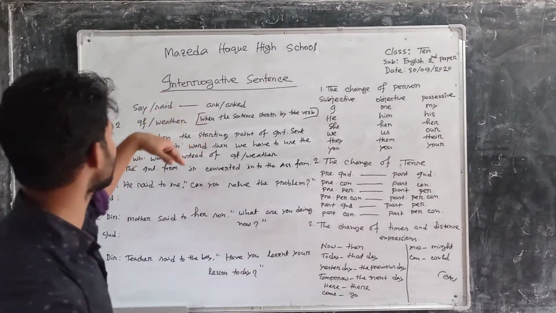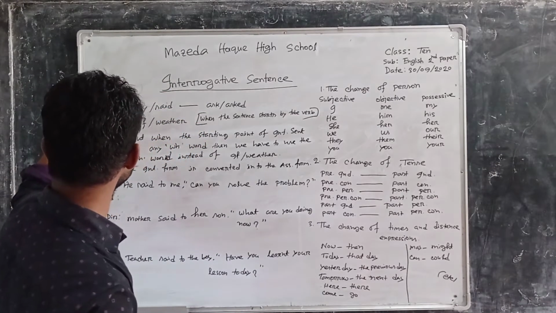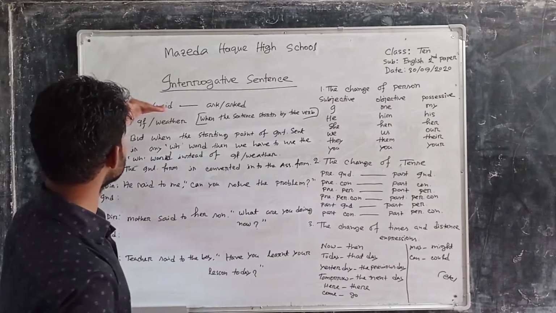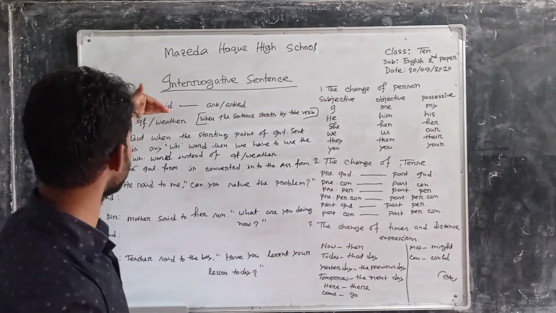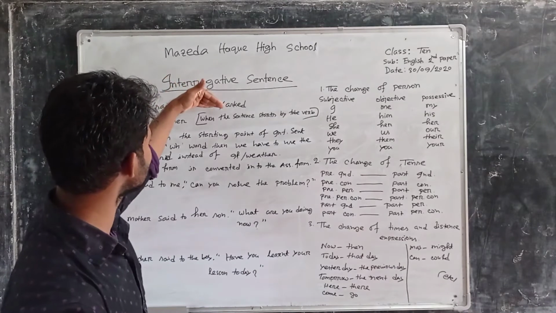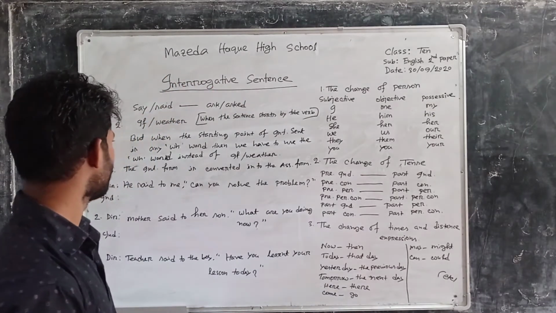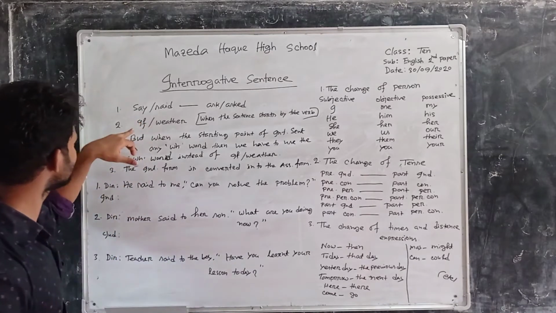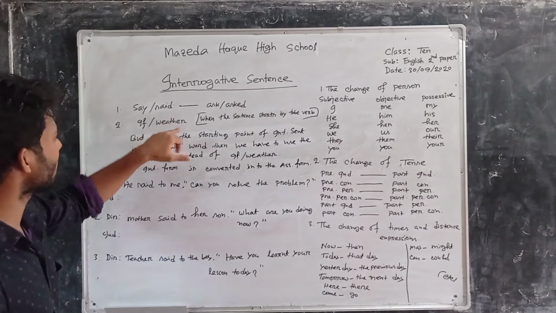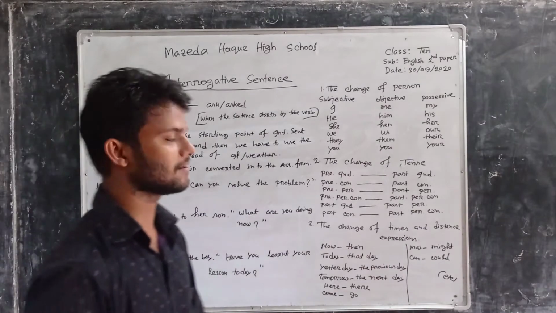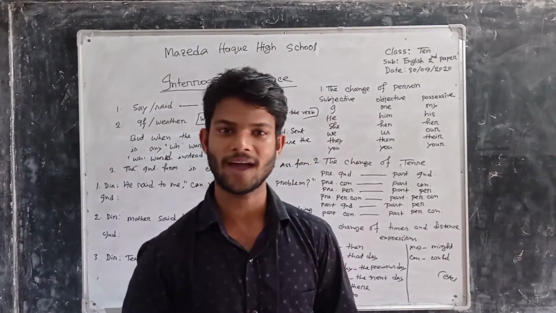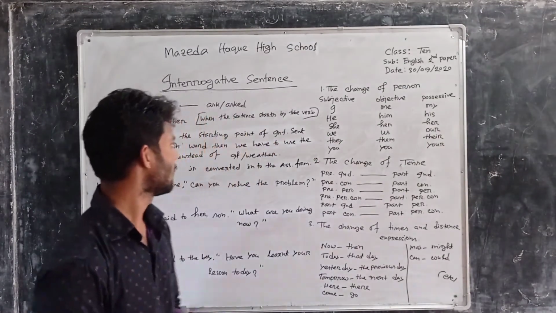In the interrogative sentence, there are three types of changes. Instead of say and said, we have to use ask or asked. Instead of inverted comma, we have to use if or whether, while the sentence starts with any to be verb, can, could, am, is, are, have, has, do, does, etc.